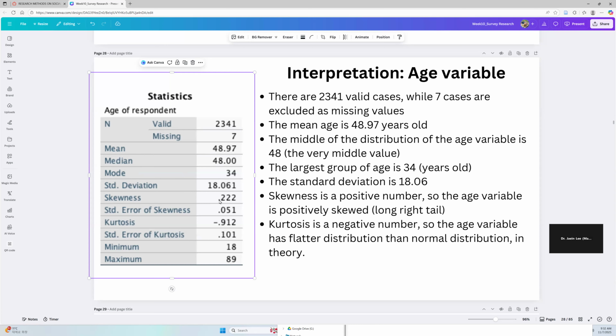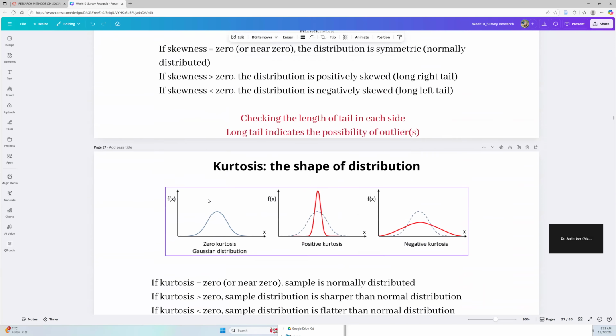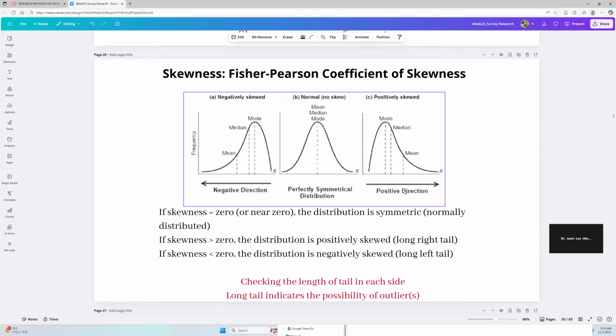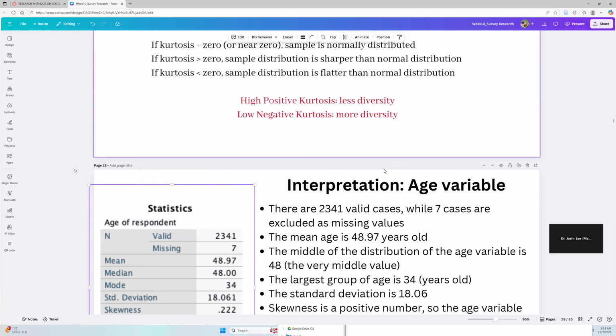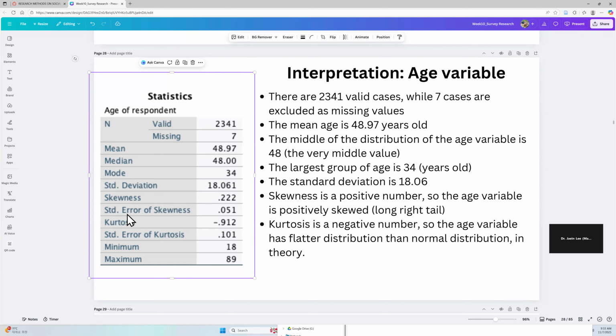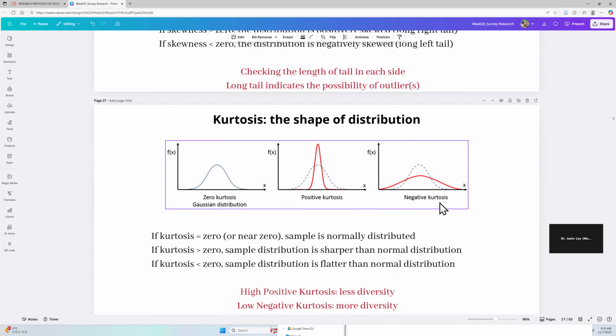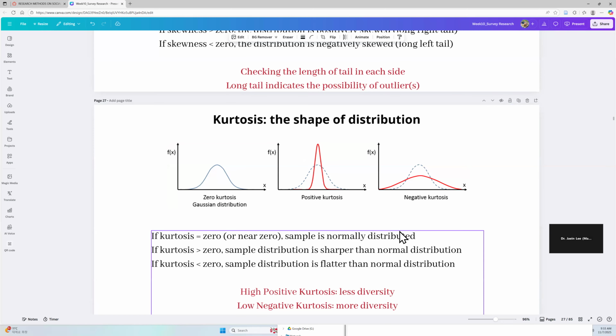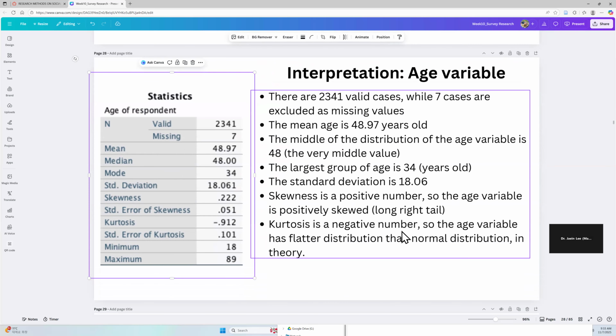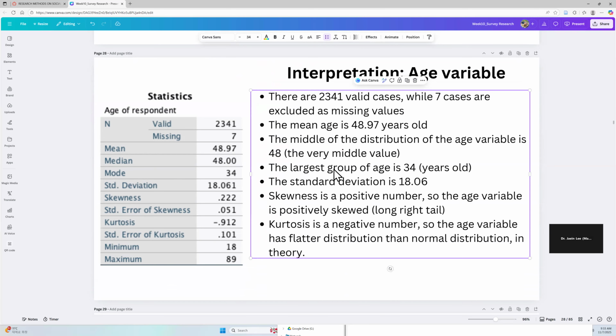The skewness is 0.222, which is a positive number. We are not sure how much, but anyway, that is positively skewed. We are not looking at the standard error, but the kurtosis is below zero, a negative number. So we are saying that they have negative kurtosis and a flatter, I mean a wider range of distribution than the normal distribution. All right, so these are the types of interpretation.